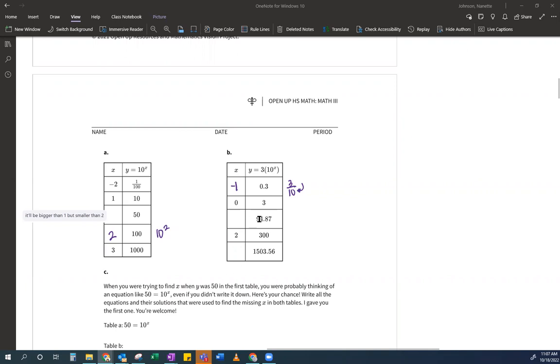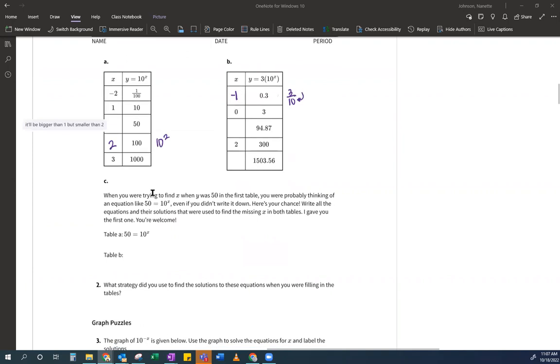Okay, so hold off on these 3 that we don't know. It says, when you were trying to find X and Y, when Y was 50 in the first table, you were probably thinking of an equation that looked like this. You guys all see this equation, 50 equals 10 to the x.